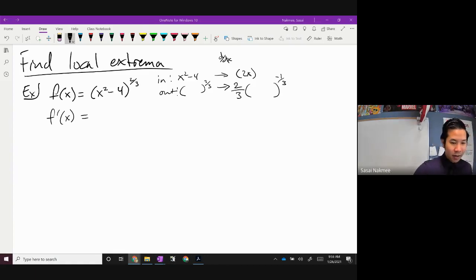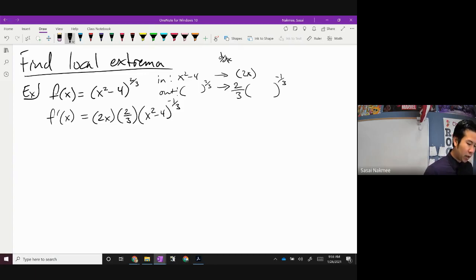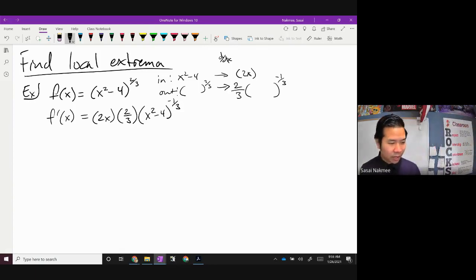As I was saying, this one right here. We just go ahead and stack them and multiply them all together. So multiply the derivative of the inside, which is 2x, with the outside, which is 2/3, in parentheses, times what goes inside there, x squared minus 4 to the negative 1/3. And that's my derivative.